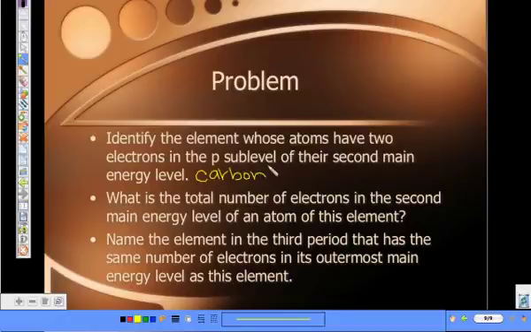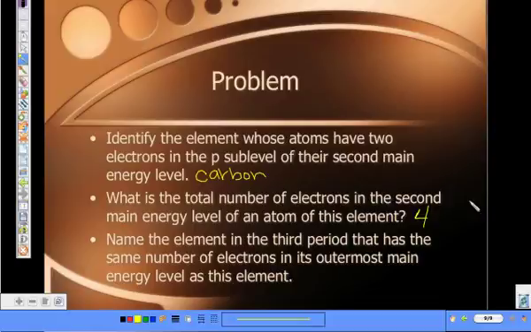And then what's the total number of electrons in the second main energy level of an atom of this element? So in carbon, how many electrons are in the second main energy level? We have 1, 2, 3, 4 in the second energy level. So those may be called outer shell electrons also, or valence electrons.